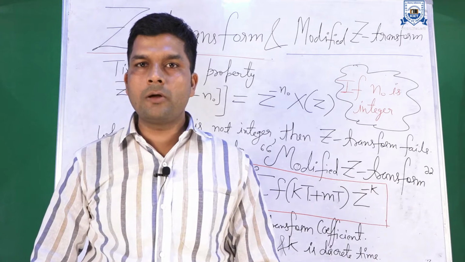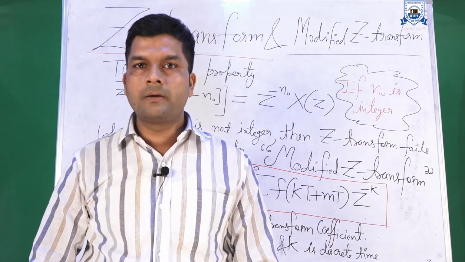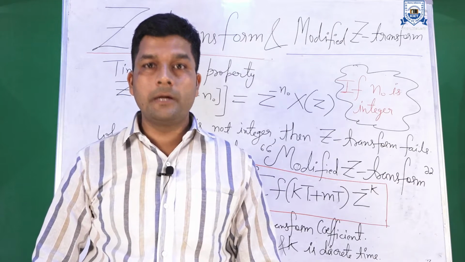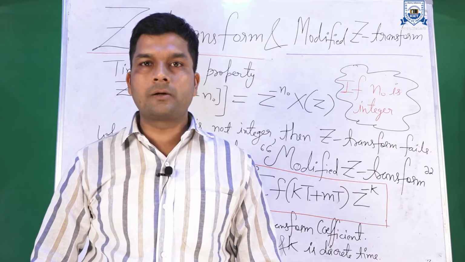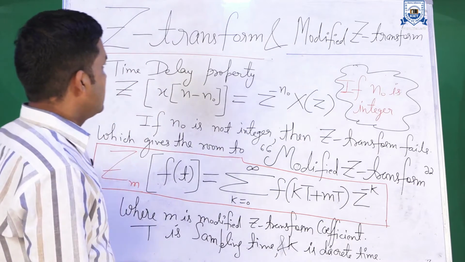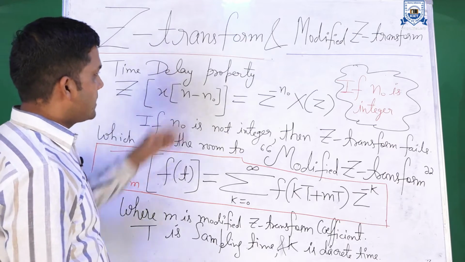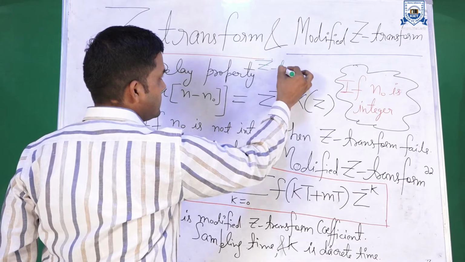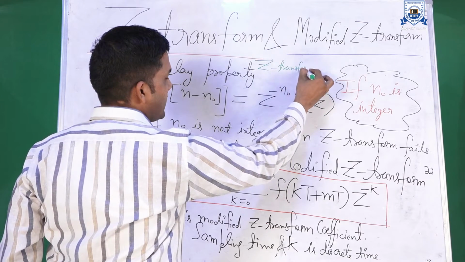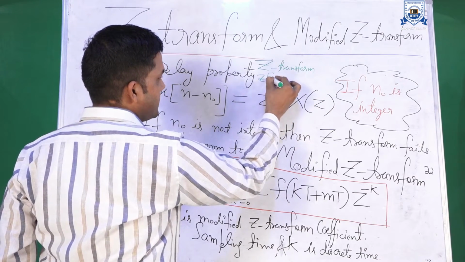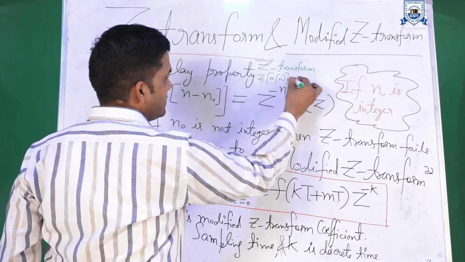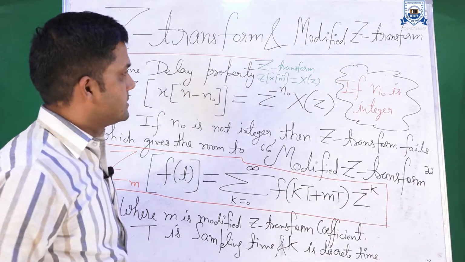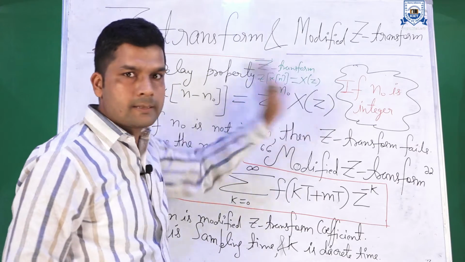In this lecture, we are going to discuss what is Z transform, what are its limitations, and how modified Z transform is introduced in digital control system. This is the formula of Z transform. Z transform of any signal x(n) is equal to X(z). We have seen in previous lectures that Z transform of x(n) is X(z).